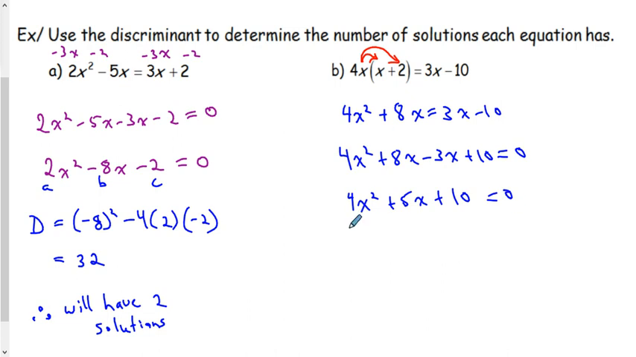Okay, we've got our a is 4, our b is 5, our c is 10. Let's do our discriminant. It's going to be 5 squared, b squared minus 4 times a times c. What does that work out to? Minus 135. That's a negative number, so therefore it's not solvable.